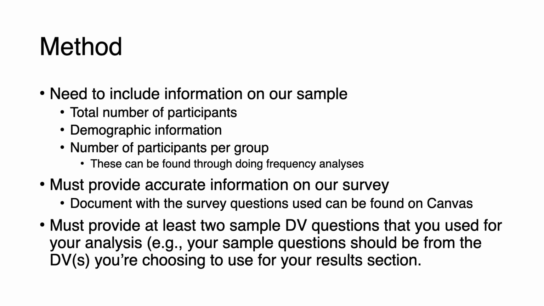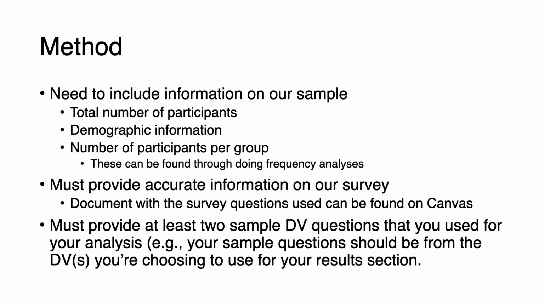Additionally, you have to have a participants paragraph. So you have to include information on our sample. This means when you receive the data file, you will have to run what's called frequency analyses. And if you are unsure how to do that, I provide a how-to guide on Canvas on that SPSS information page. With the frequency, it will give you a total number of how many participants we had. We'll have a total number per group, so how many saw our tattooed individual or our experimental survey, how many saw our control survey.